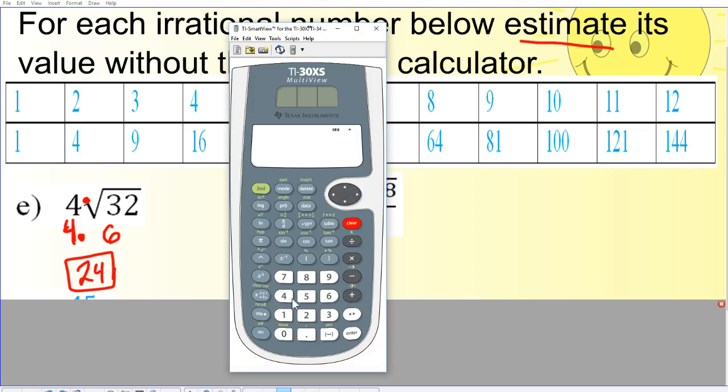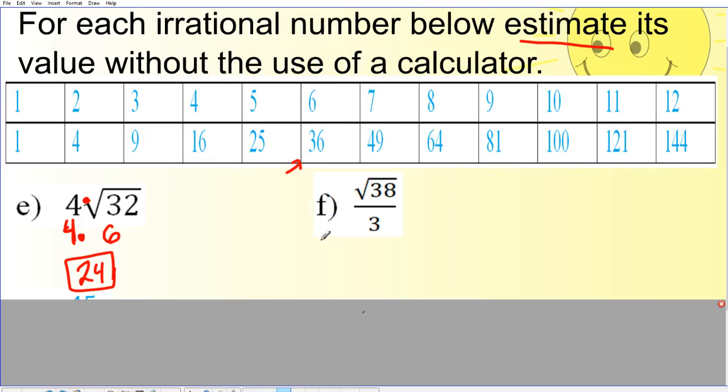Now, calculating, 4 times square root of 32 equals, we're off by a little bit, 22.6. We said 24. That's okay. It's an estimate. It's close.